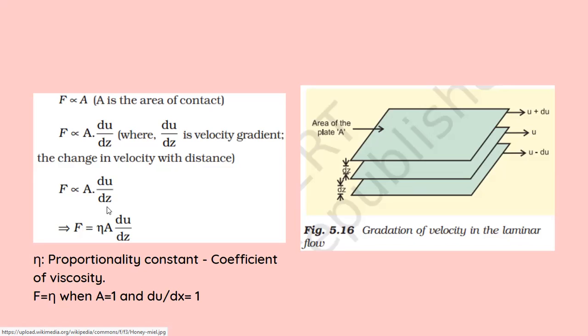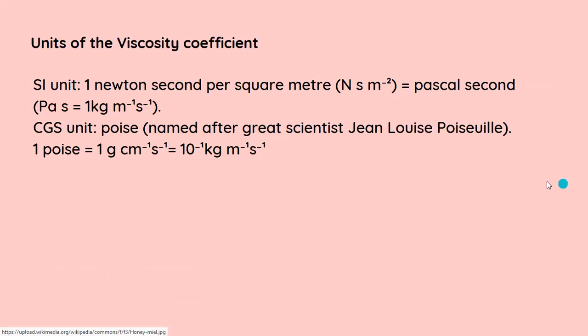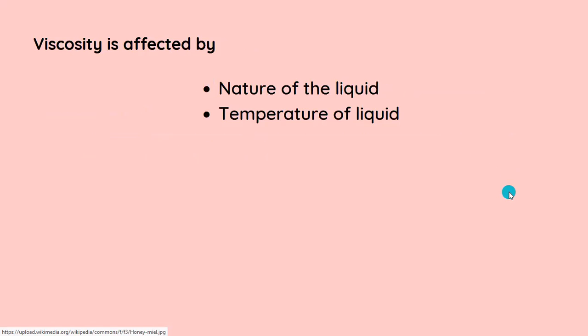So the coefficient of viscosity is defined as the force of friction required to maintain unit velocity gradient between two parallel layers of unit area of contact. We also learned about the various units and talked about the nature of the liquid. The more the intermolecular force of attraction, the more will be the viscosity, and it can also be affected by forces like van der Waals forces and hydrogen bonding as well.